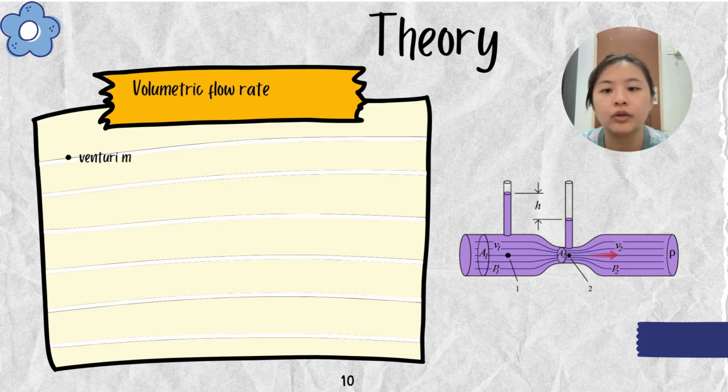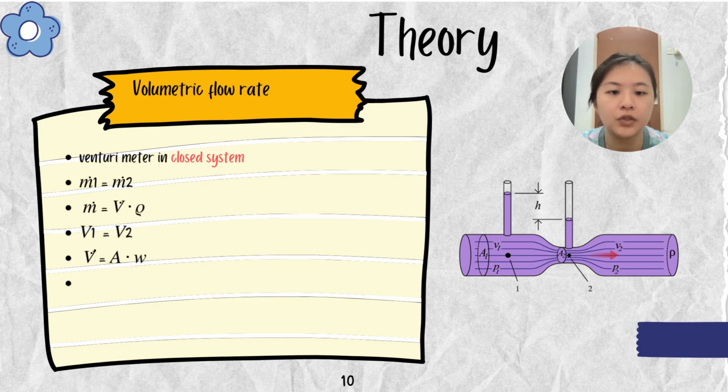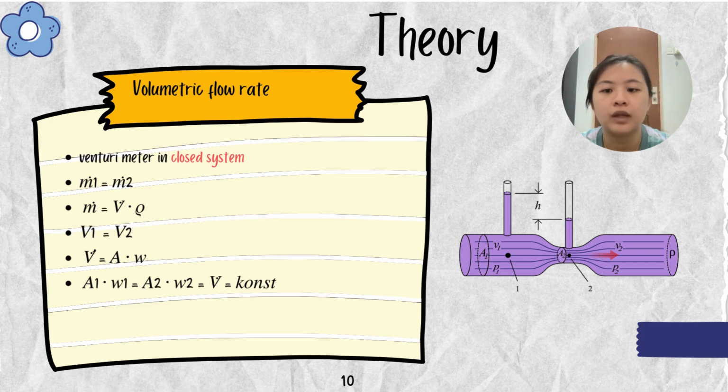For this part, we are talking about volumetric flow rate. In theory, it is constant because you can see from the picture of the venturimeter that the mass flow rate between point 1 and point 2 is the same. So from the formula, we can see the volumetric flow rate is also the same for point 1 and point 2. That's why we get constant here.